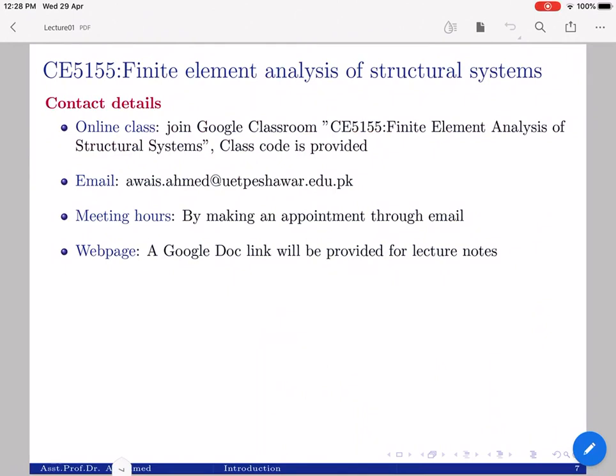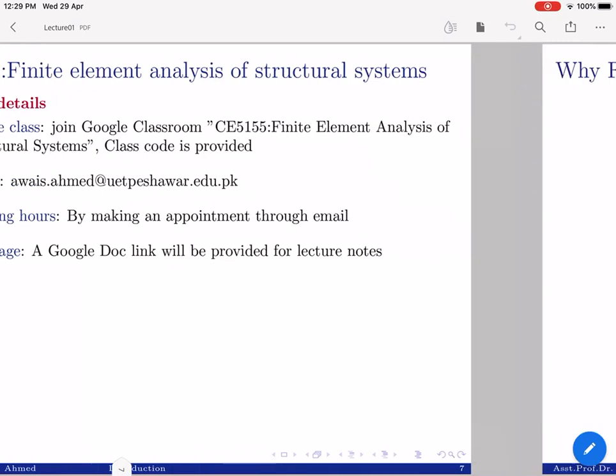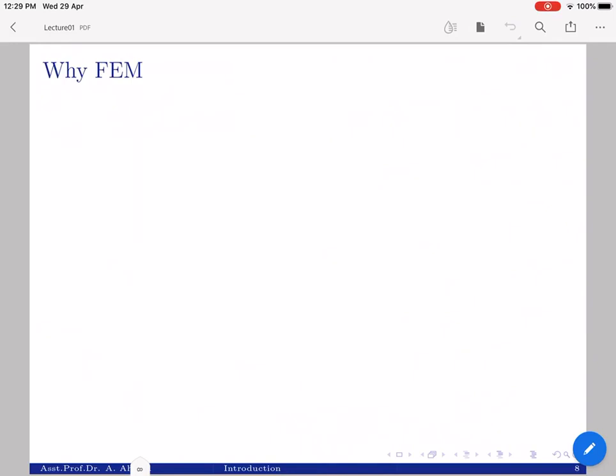Contact details: I have already shared with you the Google Classroom for this. You have already enrolled. If you have any other queries, you may always contact me through my email ID. And I have also uploaded the lecture notes and other relevant material. I will keep uploading on the Google Doc folder. The link is also mentioned in the online Google Classroom. So now if you have any questions, you may ask.